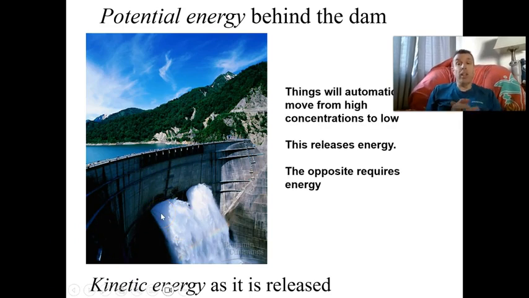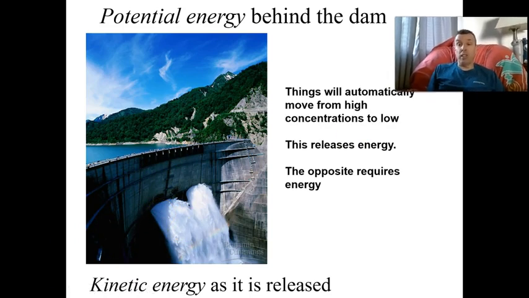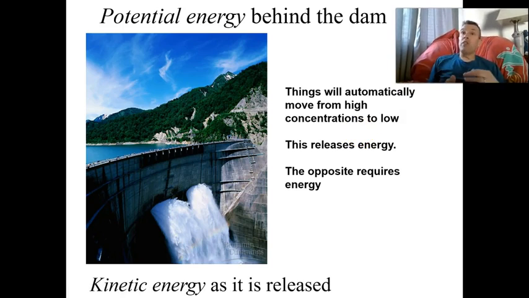Right? So again, things automatically go from high to low, that's diffusion. If things go from high to low, that releases energy. But if you're moving things from low to high, that means it takes energy. So if I was trying to pump water from the river into the lake, the idea of a pump right there means it needs energy. I need energy to pump water from low to high. And so just like water releases energy when it goes from high to low, it takes energy to move anything from low to high.